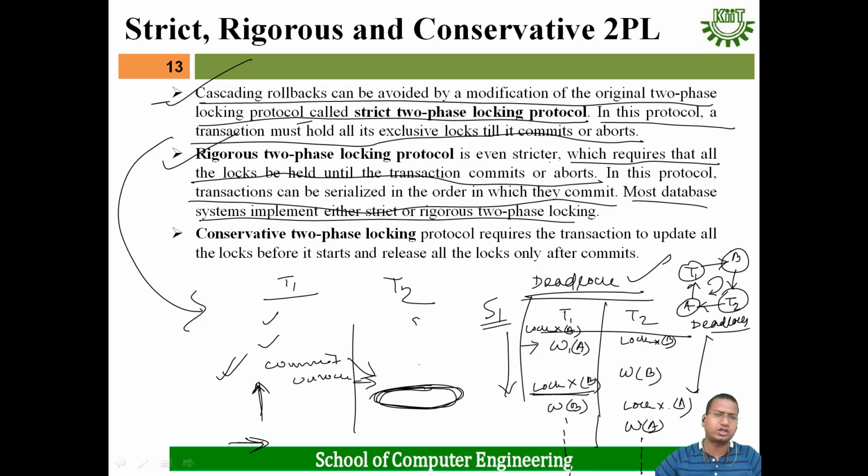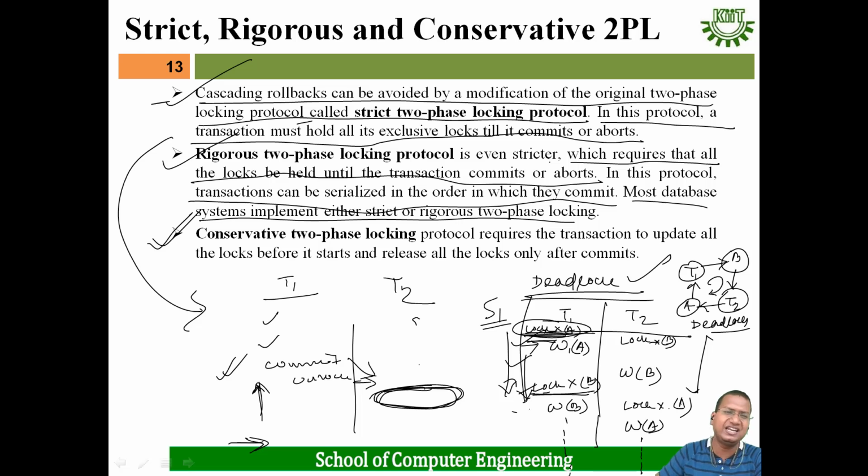But in case of conservative two-phase locking protocol, deadlock will not appear. Why? Because first, it will apply locks on all the data items. That means lock X on A and lock X on B. Okay, then only it will start execution. That means the conservative two-phase locking protocol works like a serial schedule. First all the instructions of T1 get executed, then only all the instructions of T2 get executed.